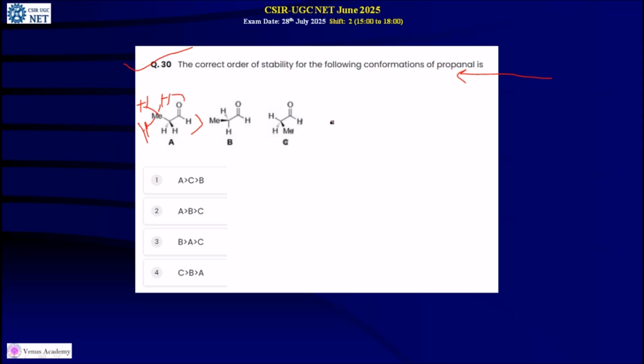Then followed by, yes, this is 2. For this conformation, this hydrogen is down, this hydrogen is down, and this methyl is upward, but it is not on the same side or near to this one, so it is going to be less stable. So A, followed by C, followed by B. So option number 1 should be the correct option. So option number 1 is correct option, students.